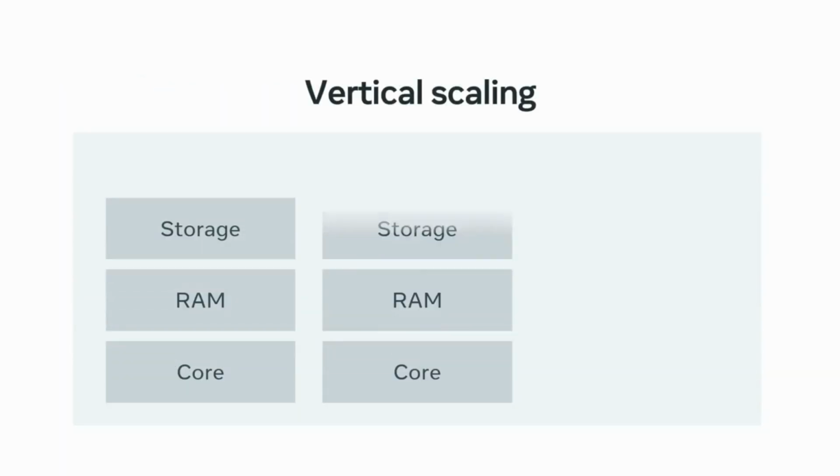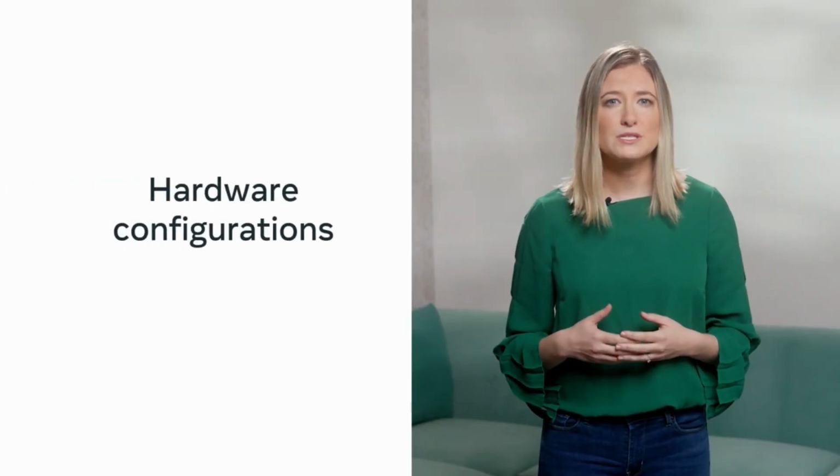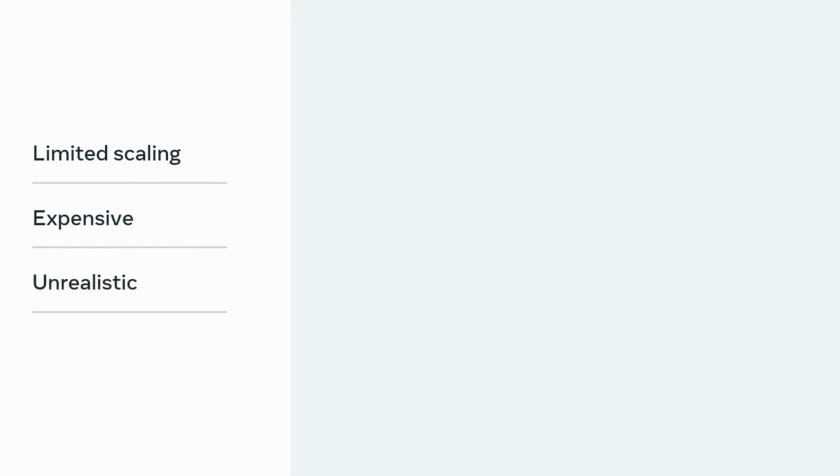But there is a problem with vertical scaling. You cannot add an infinite amount of processor cores, RAM, or storage in a physical machine. How many resources you can add depends on the hardware configurations. Once the limit is reached, you cannot scale anymore. Moreover, adding physical hardware like this can be very expensive and unrealistic over time.